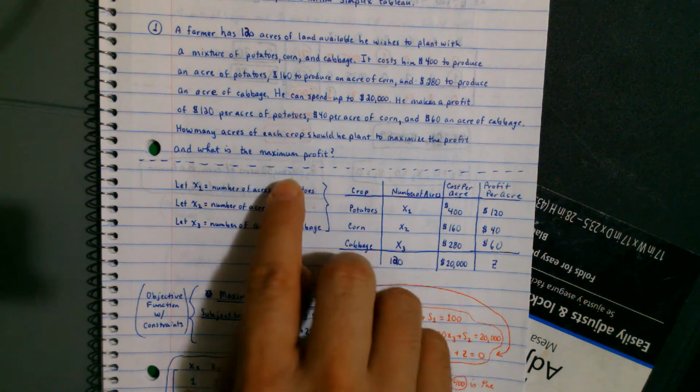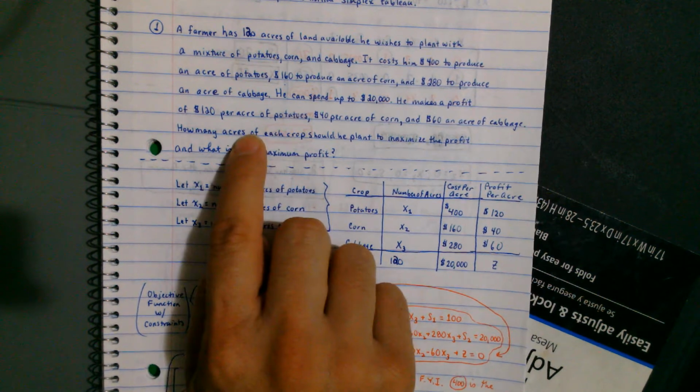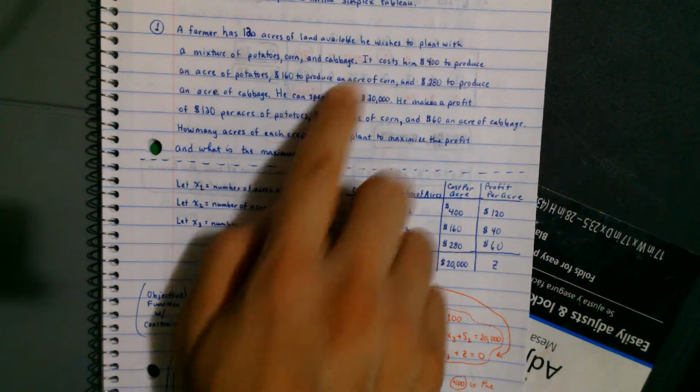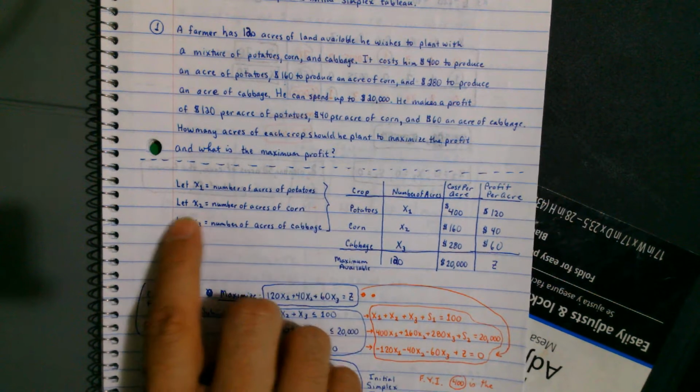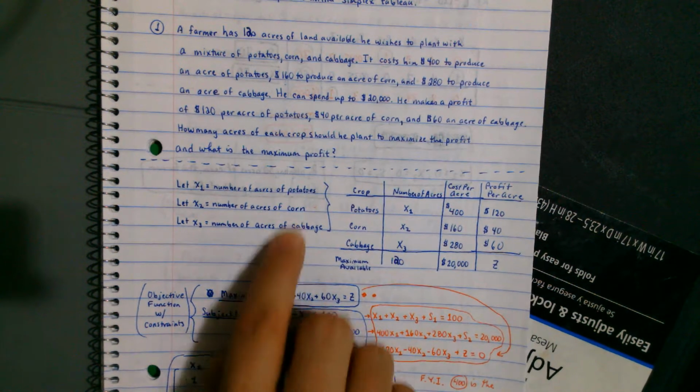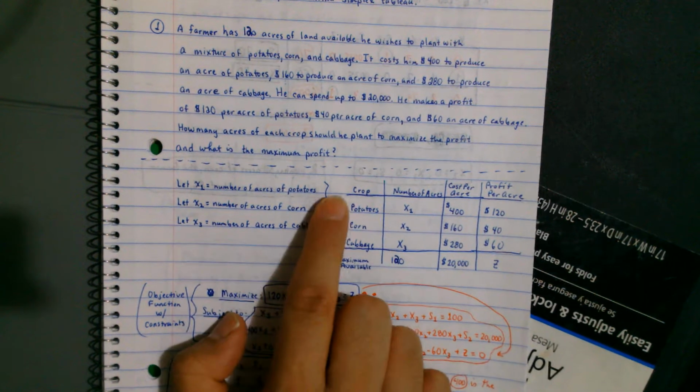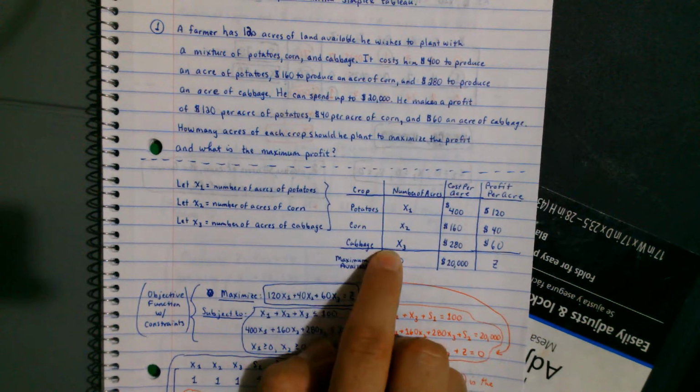So we're trying to maximize the profit. It says how many acres of each crop. So there's potatoes, corn, and cabbage. So we let x1 be the potatoes, x2 be the corn, x3 be the cabbage. Or you can change that around, but I thought I'd keep it the way I heard it. So you have your crops and you have your x1, x2, x3.